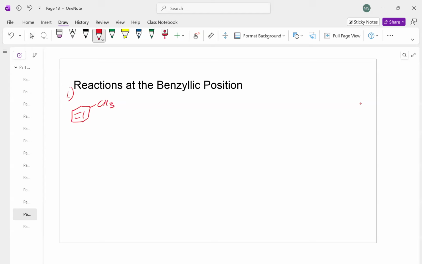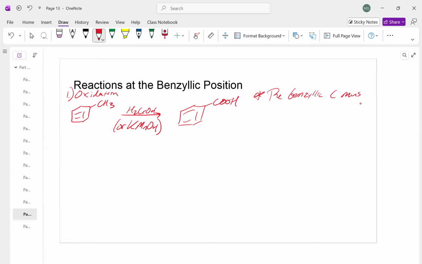So the first of these is oxidation of the benzylic carbon. Using a strong enough oxidizing agent like chromic acid or potassium permanganate, that benzylic carbon will get oxidized to a carboxylic acid. Now here's the catch. The benzylic carbon must have at least one hydrogen on it in order for it to be oxidized.